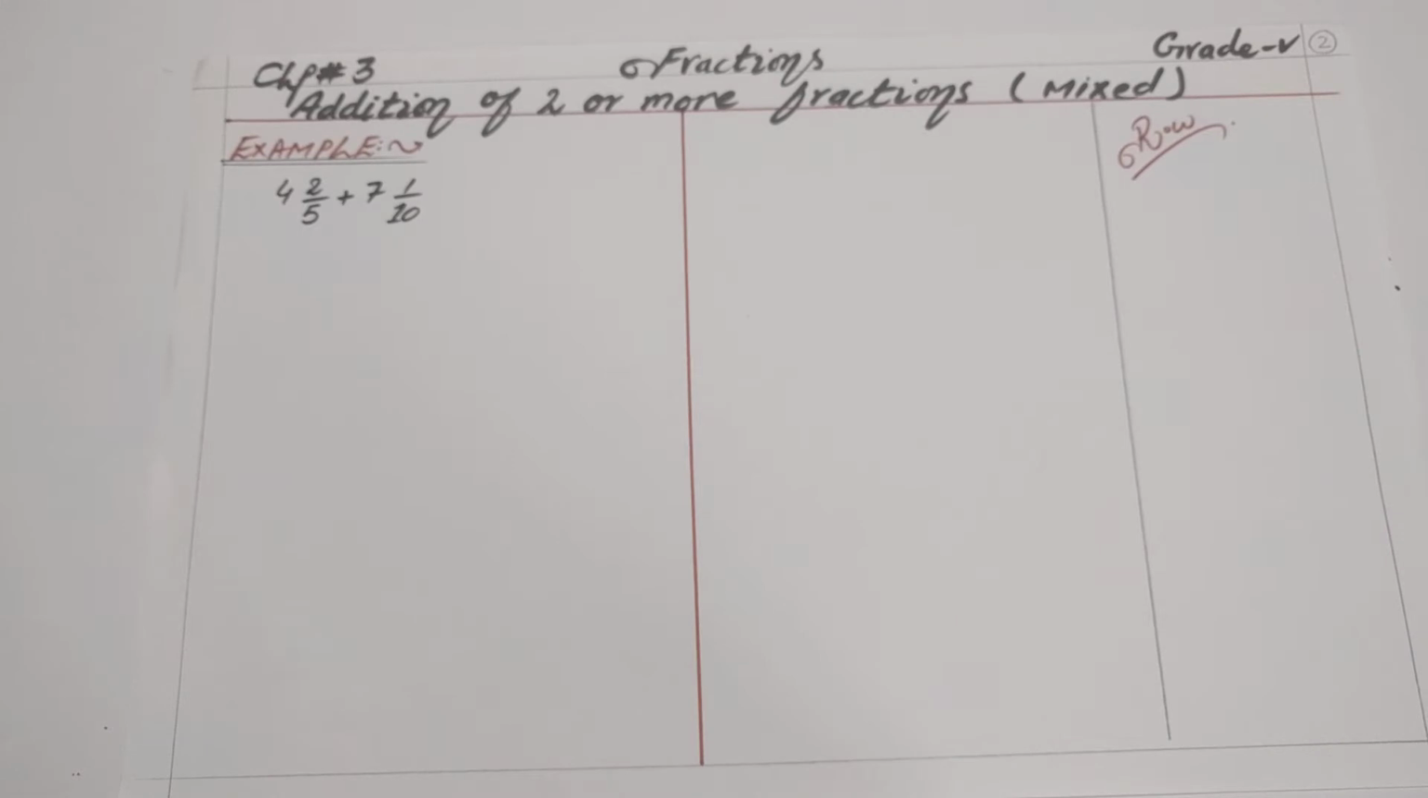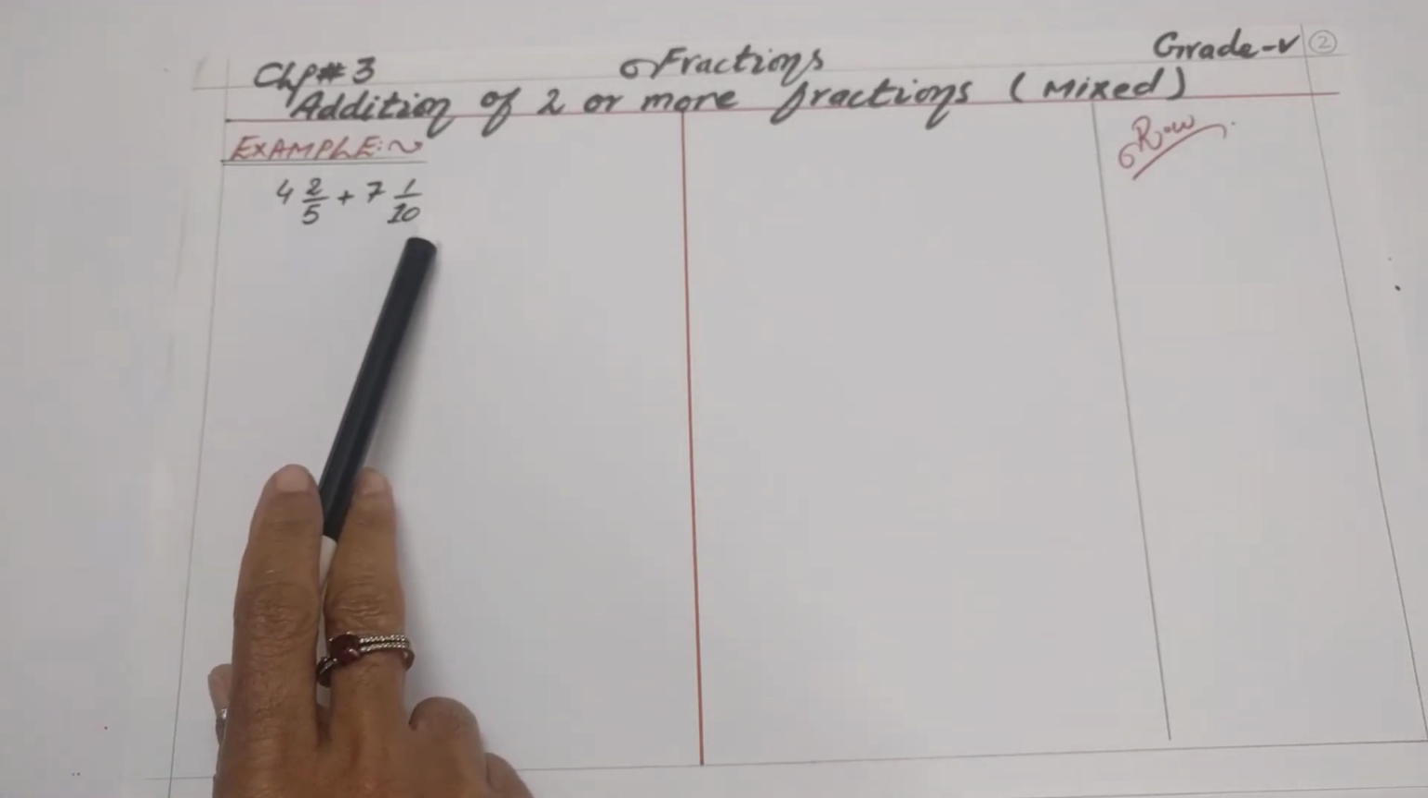Okay, so let's start. I will solve this example by two methods, because there are different methods to add mixed fractions. I will solve the same example using two methods. It's your choice which one you want to apply; you can apply any one of these two methods. First example is 4 2 by 5 and 7 1 by 10.